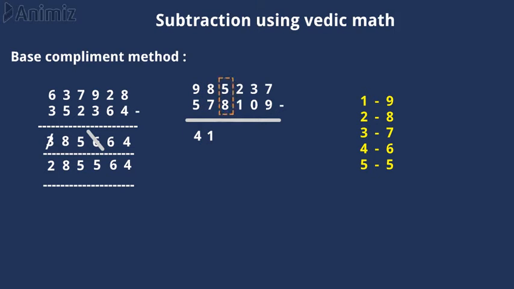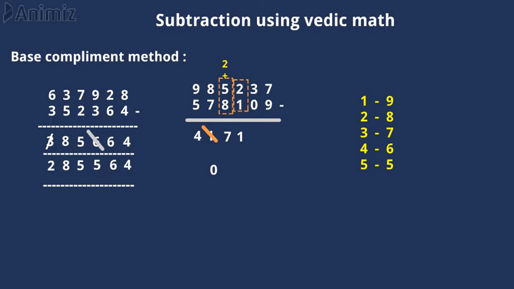5 minus 8. Here it requires borrowing. So we cut down the number 1 and write its previous number 0. Do you understand? Okay. And now as 8 minus 5 needs borrowing, we have to find the base complement for 8. What is the base complement for 8? 2. So just add 2 plus 5. 2 plus 5 is 7. Write it down.